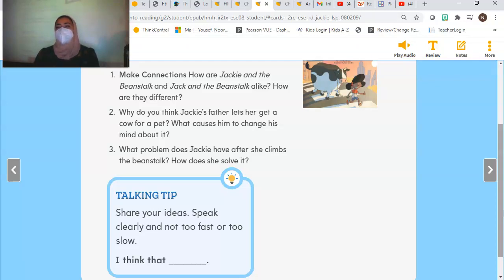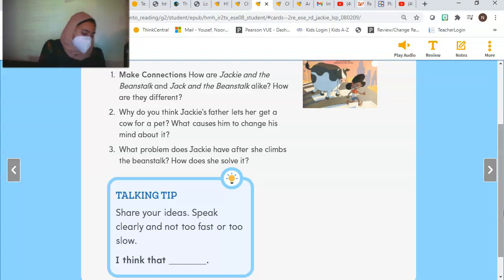Very good. Not because she needed the money, but because there was nowhere to put him. He was too big for their small apartment, and he was messing up their apartment. Very good. Why do you think Jackie's father lets her get a cow for a pet? Because they got it when it was a baby and it was adorable. What causes him to change his mind? Why does he not want the cow anymore?